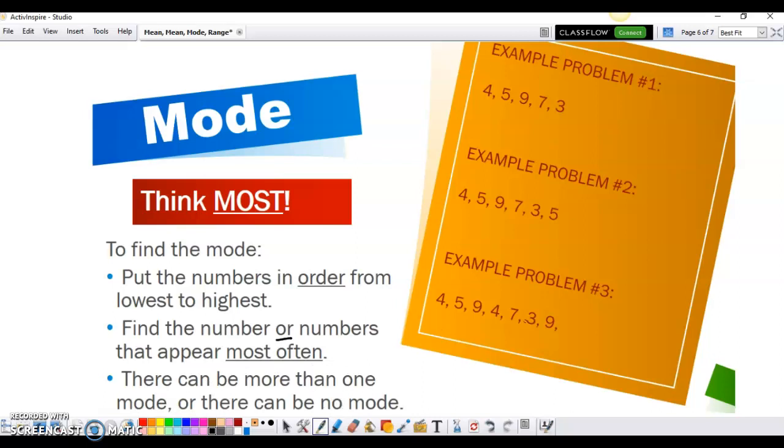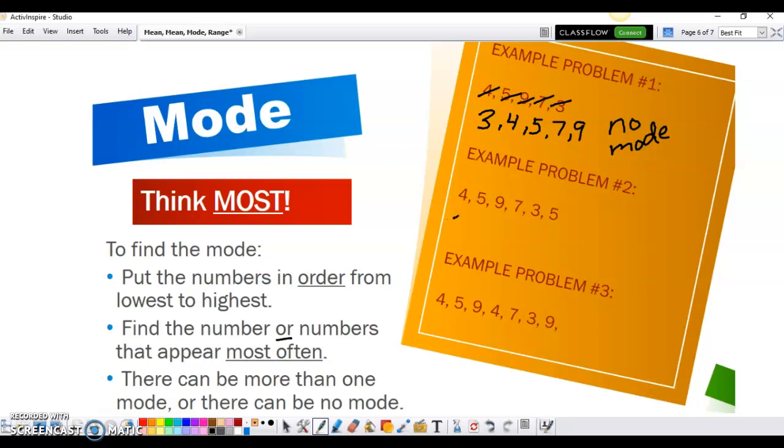So I've got 3 examples here. Our first one, we're going to put them in order: 3, 4, 5, 7, and 9. Okay, so if you look at this data set, 3, 4, 5, 7, 9, all of these numbers only appear one time. So we don't have a number that appears more than the others. So in this case, we're going to say that we don't have a mode, or no mode.